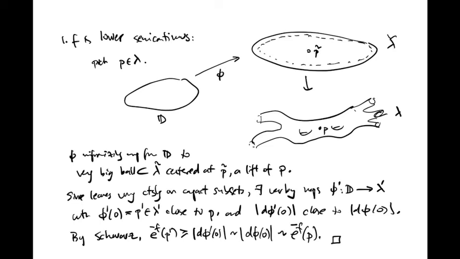We can use the Schwarz Lemma to compare the map phi prime to the uniformizing map for the universal cover of the leaf lambda prime, and deduce that e to the minus f at p prime is greater than or equal to the norm of the derivative of phi prime at 0, which is very close to the norm of the derivative of phi at 0, which is very close to e to the minus f of p. Therefore, e to the minus f of p can only go down in a limit.